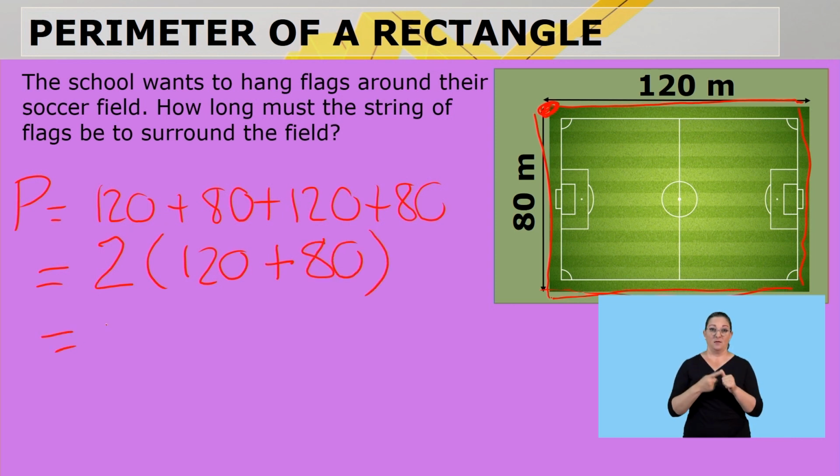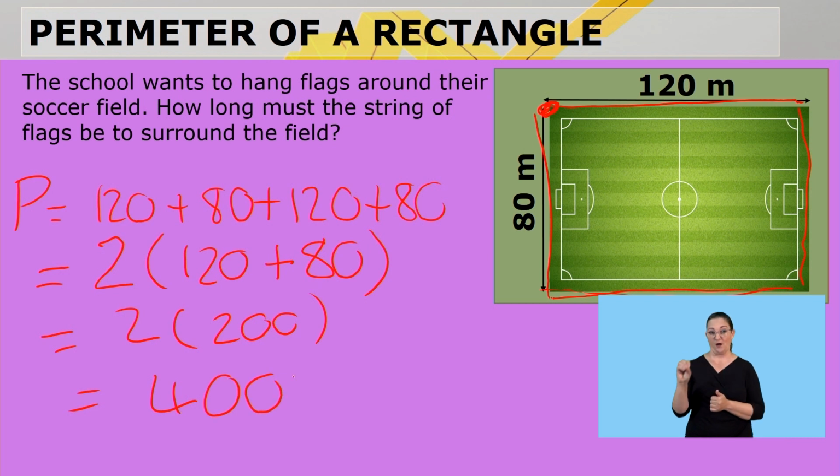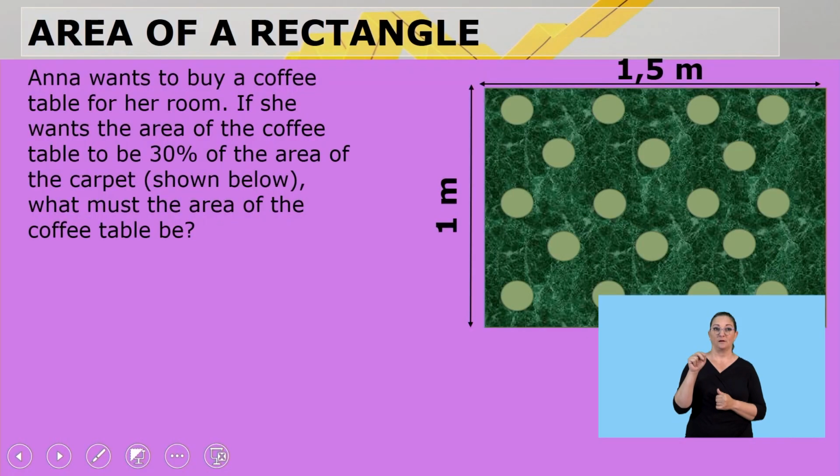And that is 2 times 200. So that is then 400 meters. And then the area of a rectangle. Anna wants to buy a coffee table for her room. If she wants the area of the coffee table to be 30% of the area of the carpet shown below, what must the area of the coffee table be?